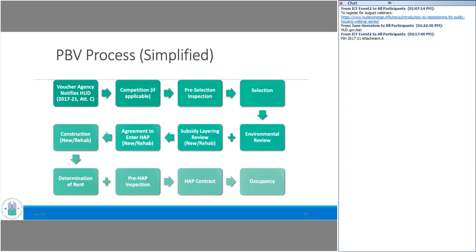There will be an environmental review. If there is going to be rehabilitation work done, there will be a subsidy layering review and an agreement to enter into a HAP, which will govern the rehabilitation work. The work will take place. It could be new construction or rehab. There will be a determination of the contract rent. So if it's existing housing, obviously that's done earlier, right? You just do the selection and environmental review, determination of rent.